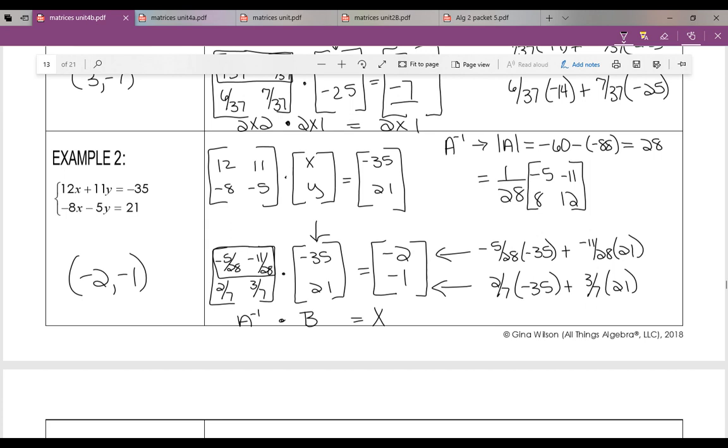You should get -2 and -1. -2 for your x coordinate and -1 for your y coordinate. Any questions so far?